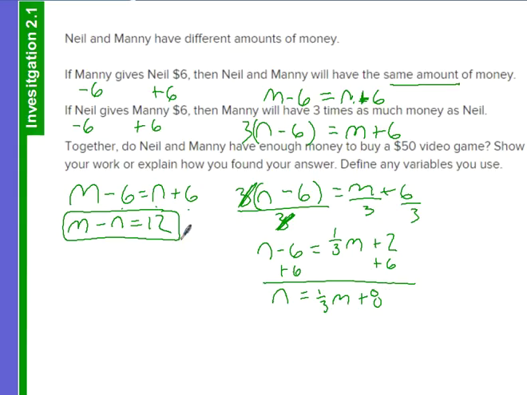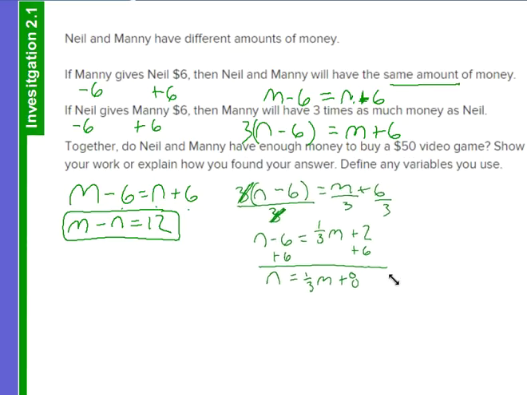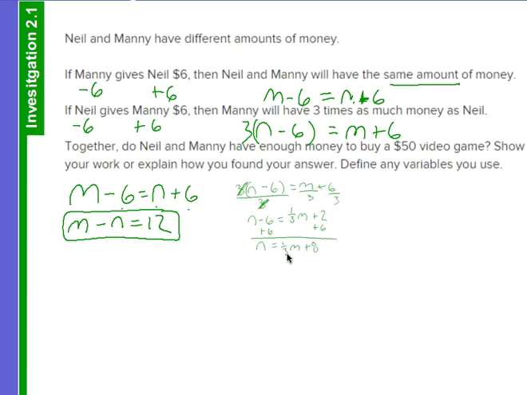Now, I have a standard form expression and a slope-intercept form expression. I can go about this several different ways. I could use my slope and y-intercept to use my graph. Or, n is equal to 1/3 m plus 8, I could plug that in here. Or, if I were so inclined, I could also get this equation into standard form. So there are lots of ways I can do this.